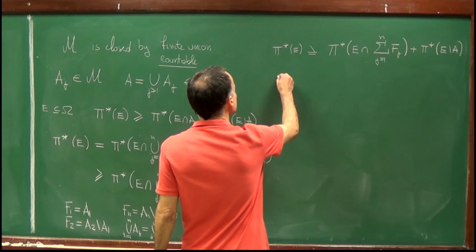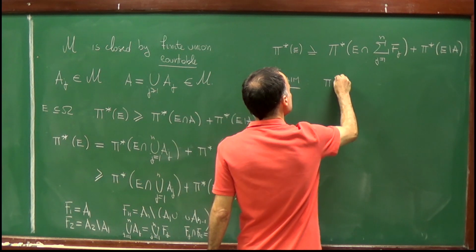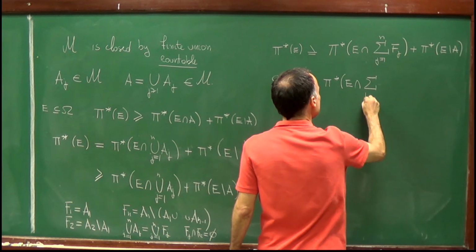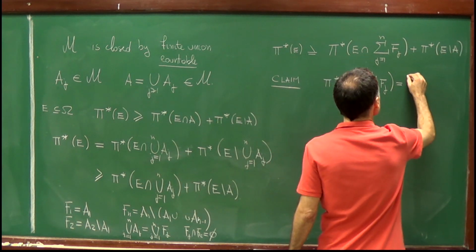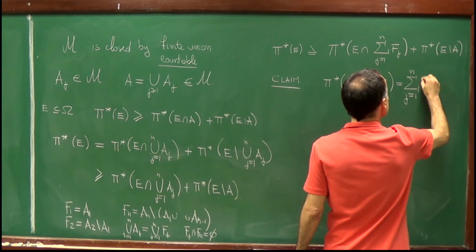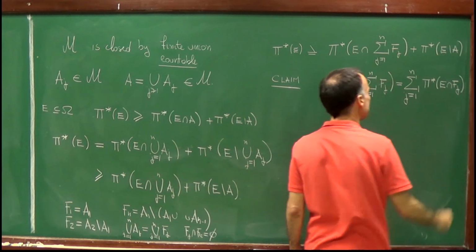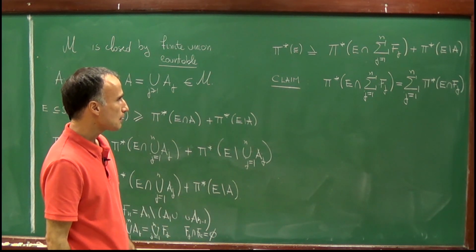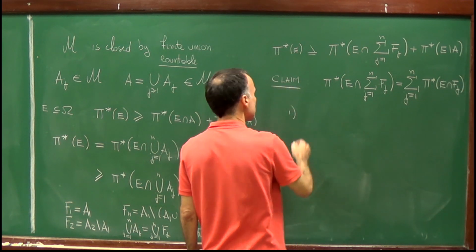Now, what I claim is that P star of E intersection the sum from 1 to n of Fj is equal to the sum from 1 to n of P star of E intersection Fj. So I claim that we have this identity, and we will prove this identity by induction.